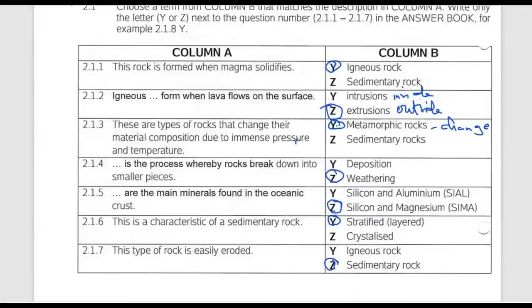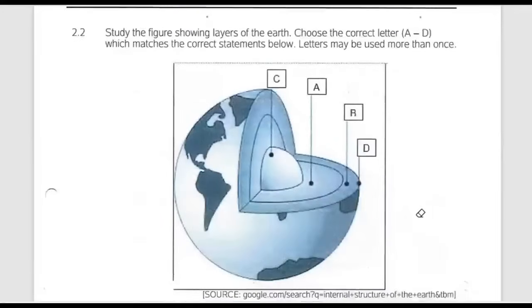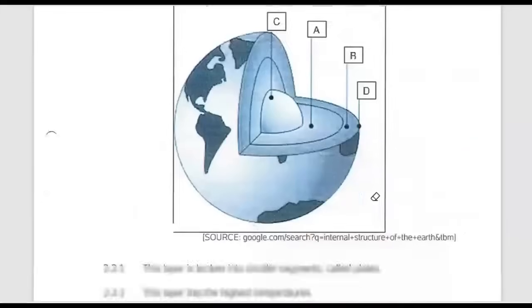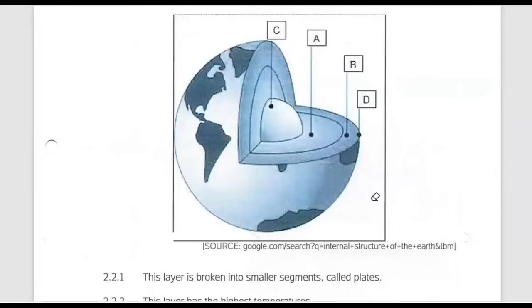Right, we move on to the next part. We need to analyze the next question and see how we can figure out the right responses. It gives us the internal structure of the Earth. It shows the different layers which make up our Earth. Right, we have to go straight to our questions. For clarity purposes, our layer D, this is the Earth's crust. Just for a quick labeling, this is actually our crust.